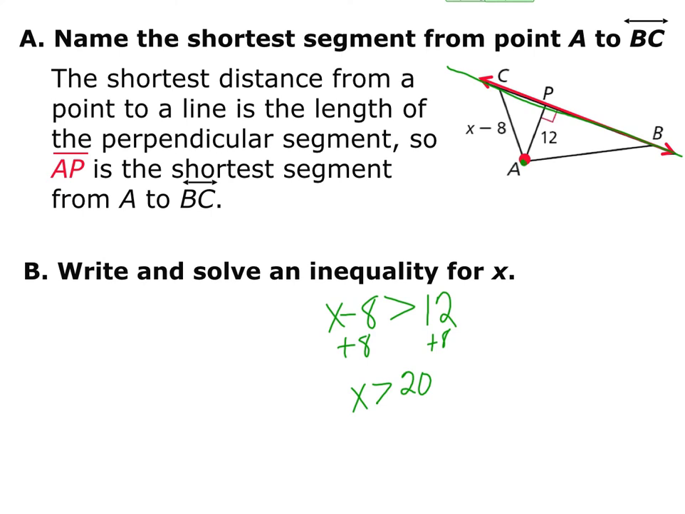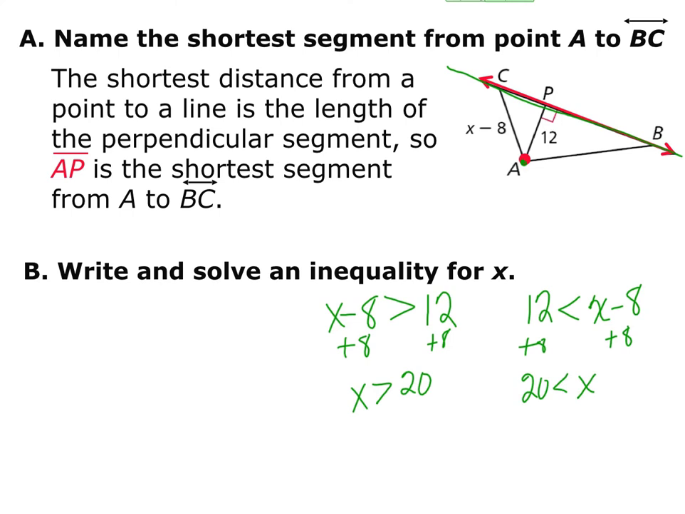Or multiply by a negative. Multiplying or dividing by a negative reverses the inequality relationship. So this would be a correct answer. Someone might say, well, 12 is less than x minus 8, which is true. 12 is smaller than the x minus 8 because it's the shortest distance. Add 8, 20 is less than x.